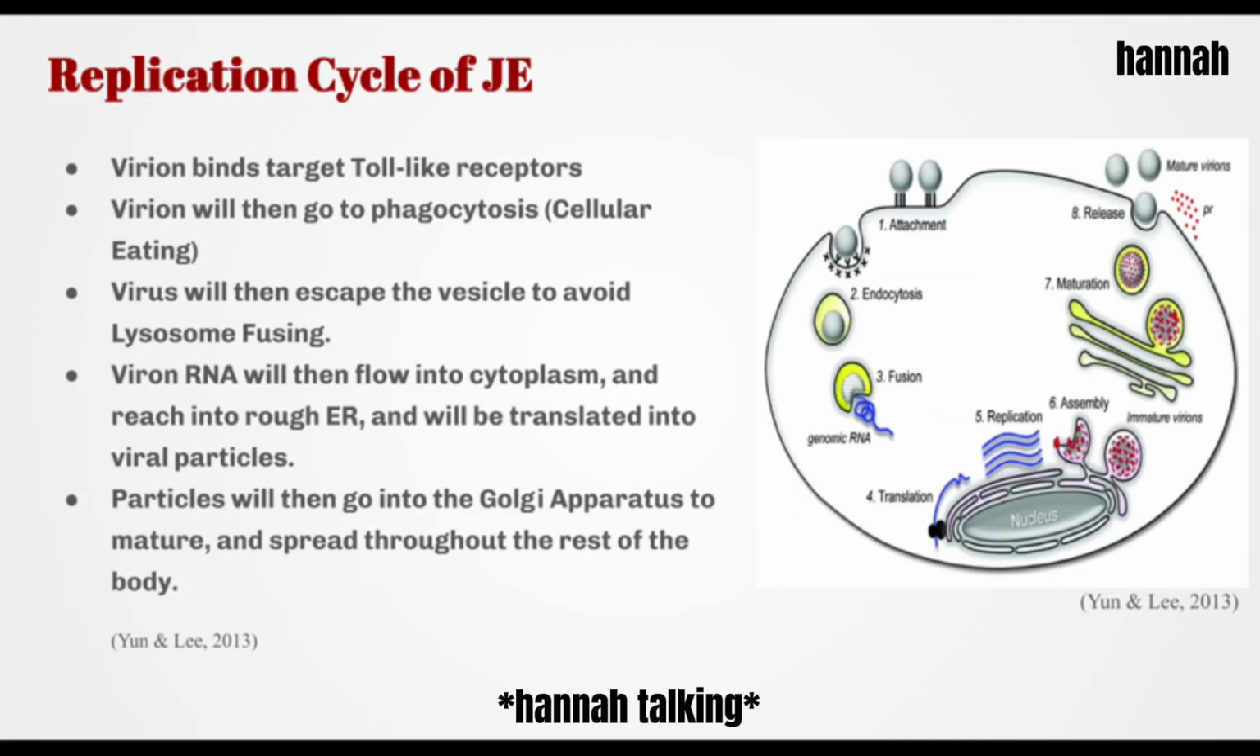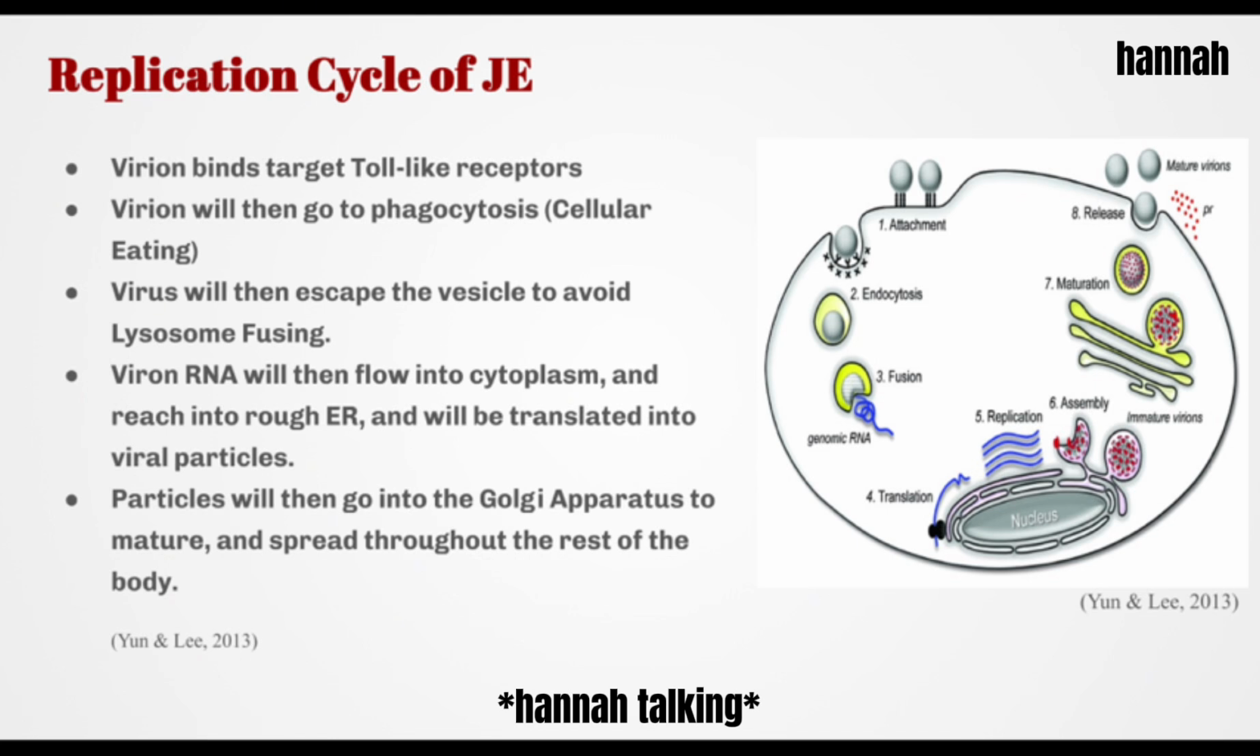Here's the replication cycle of Japanese encephalitis. First, the virion will bind to a target toll-like receptor. Then the virion will go into cellular eating. Thus, the virus will escape the vesicle to avoid lysosome fusing.